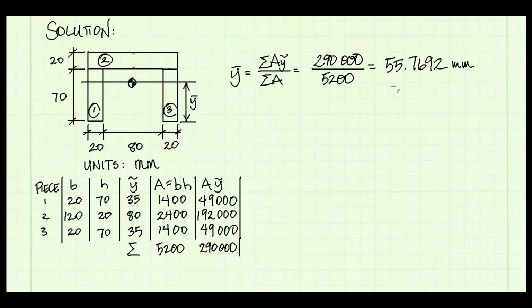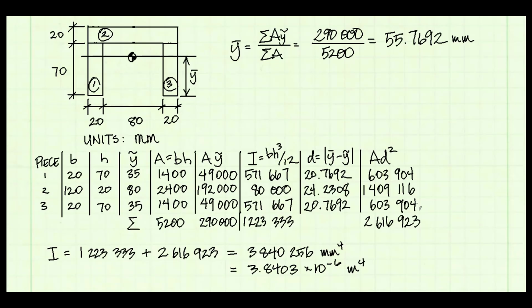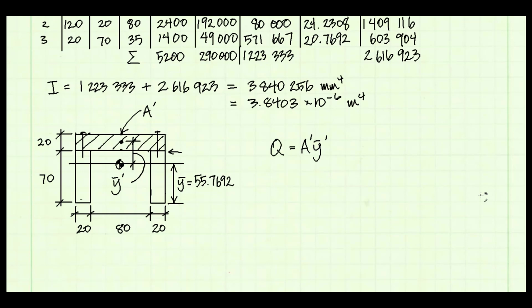That seems right. Continuing on my table, I can find the moment of inertia of each section and the Ad squared term, and using the parallel axis theorem formula, I add those together and compute my moment of inertia for the composite cross-section. Next, I'm going to find Q.